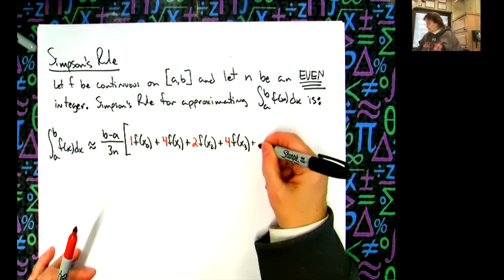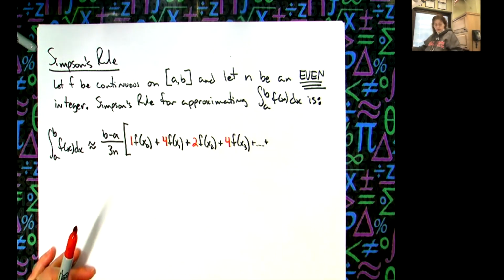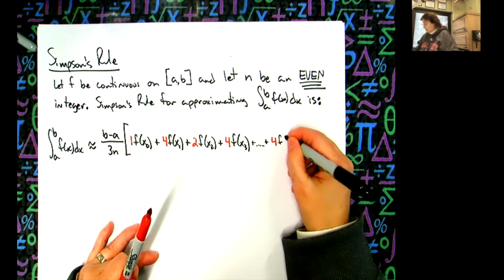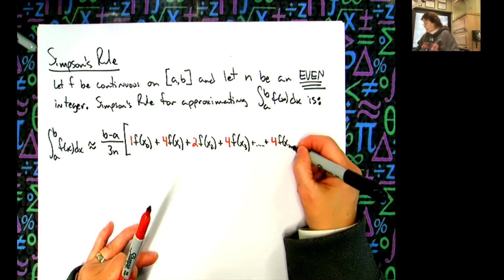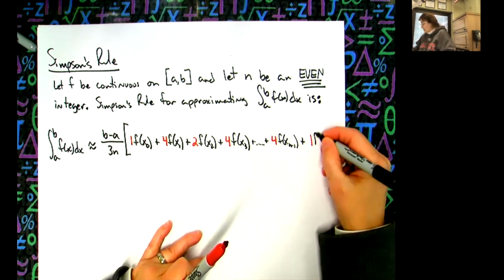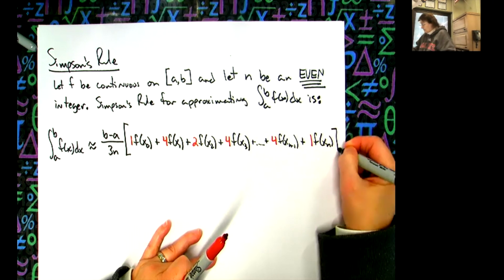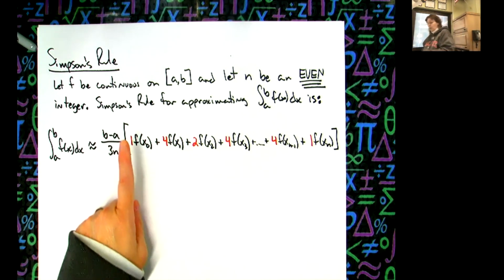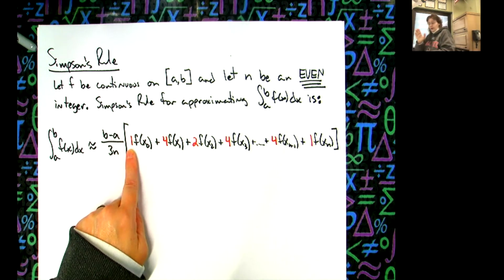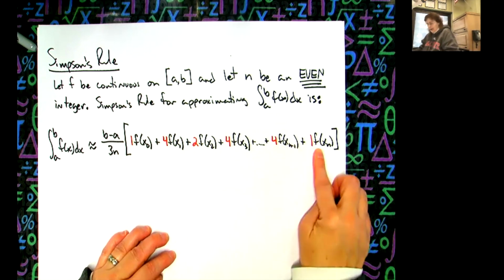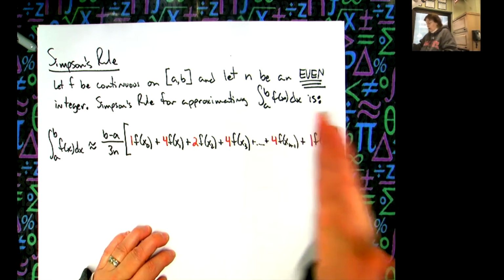Then we're going to keep going here. The last two terms are going to be 4 f of x sub n minus 1 plus 1 f of x sub n. If nothing else, it's a nice, cool little pattern. It always starts with a 1, and then it goes 4, 2, 4, 2, 4, 2. They alternate. When you get to the very end, it'll always end with a 4 and then a 1.